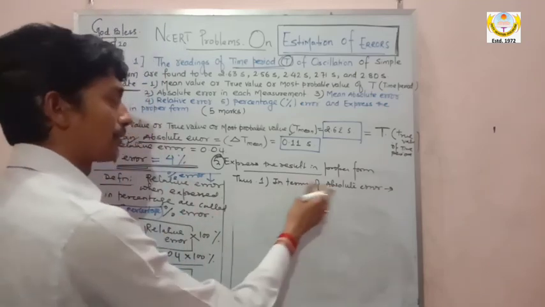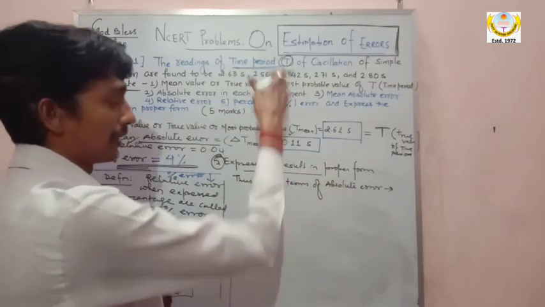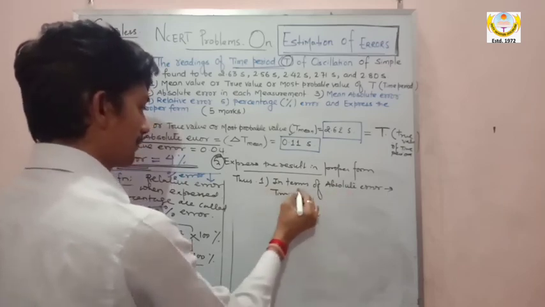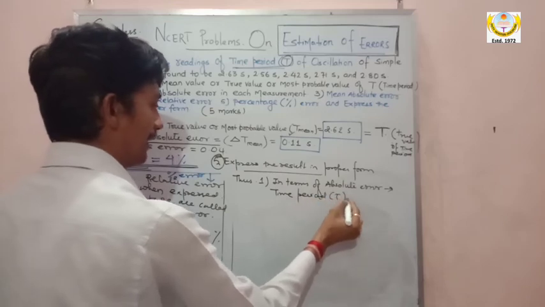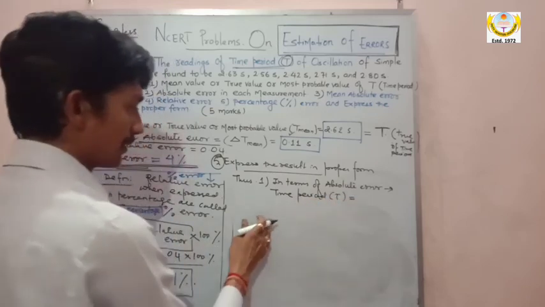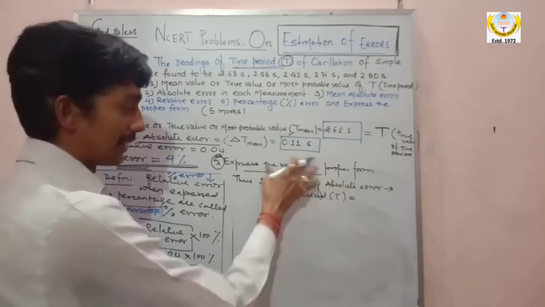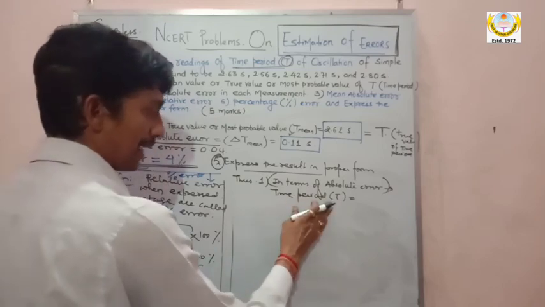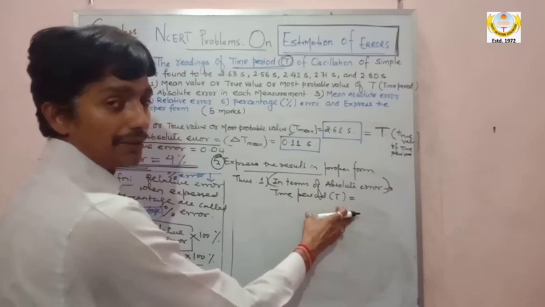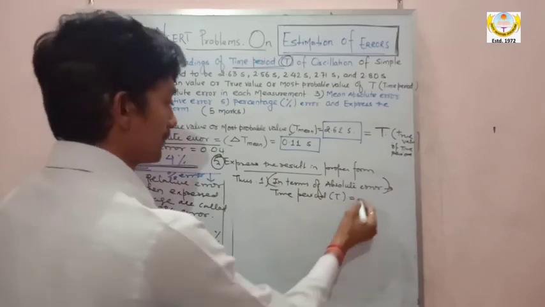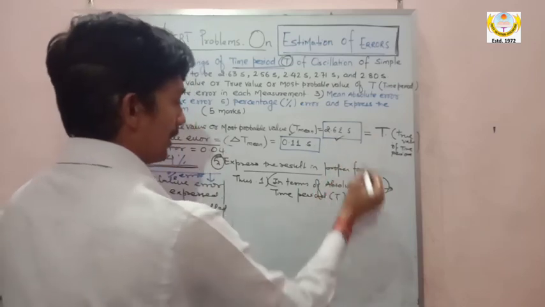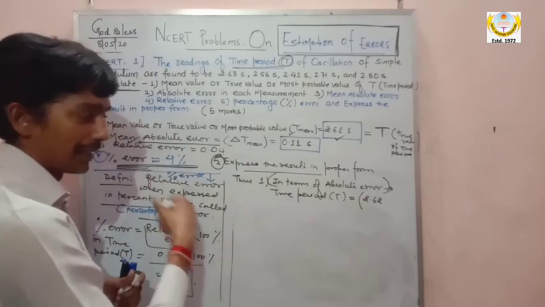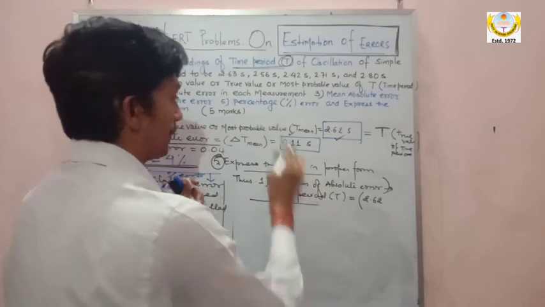Now, the result of this question in terms of absolute error. So in terms of absolute error, time period capital T is equal to, please try to understand, time period T is equal to the true value. What is the true value of this time period? 2.62. Very good. I have framed so many examples, but now this is the answer I am writing for the time period in terms of absolute error.